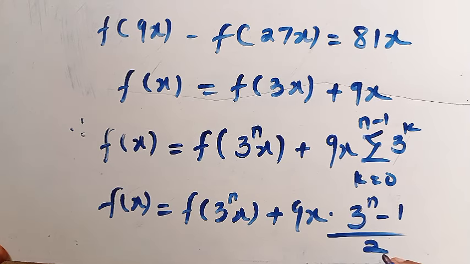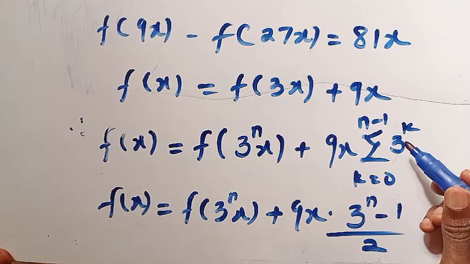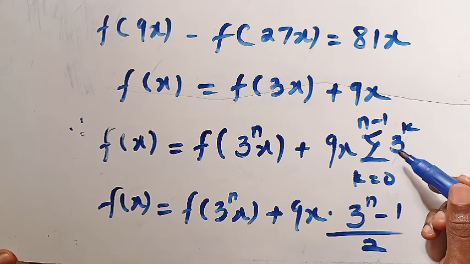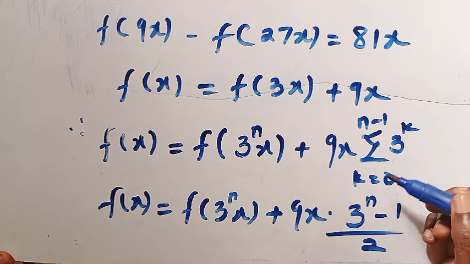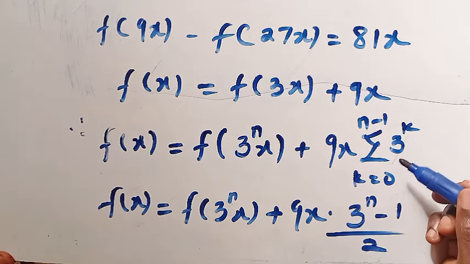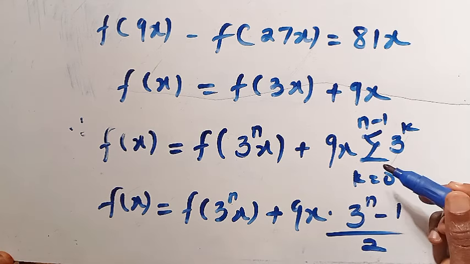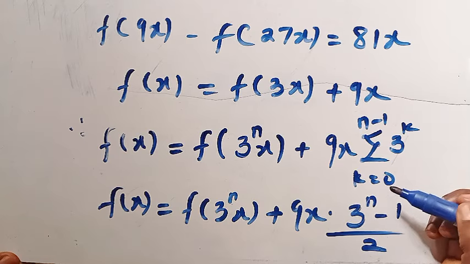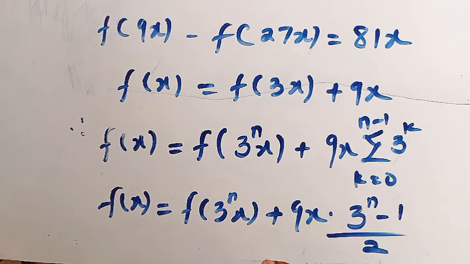And how do we get it? It's very simple. When we keep substituting the values of k here, if k equals 0, we are going to have 1. If k equals 1, we are going to have 3. Then the next one will be 9, the next one will be 27. So 1 plus 3 plus 9 plus 27 plus 81. When it keeps going like that, it is a geometric progression. When we sum it together, we are going to have this term, which is 3 to the power n minus 1, divided by 2. Just as simple as that.